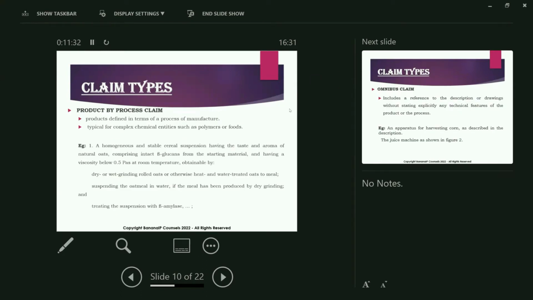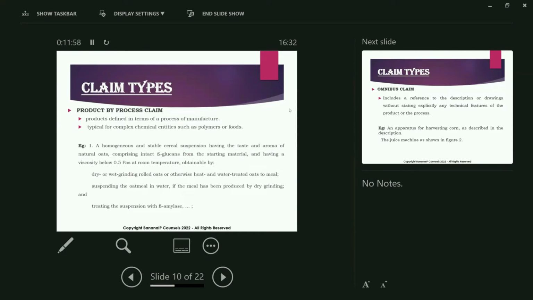The next type of claim is a product by process claim, where these claims claim for products which are defined in terms of a process of manufacture. So here the product as such should fulfill the requirements of patentability, where these type of claims are typically used for chemical entities such as polymers or foods.